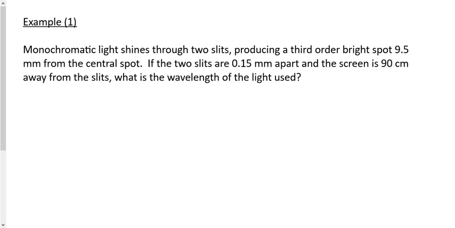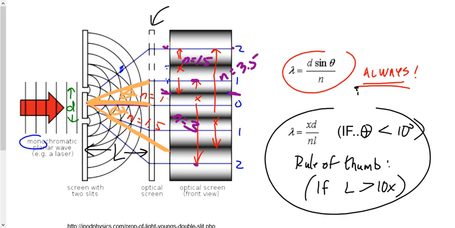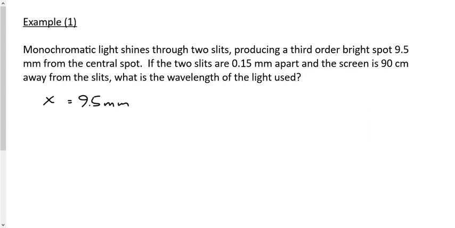Monochromatic light shines through two slits, producing a third order bright spot 9.5 millimeters from the central bright spot. What is this 9.5 millimeters? That's x, right? Look back here, that's the distance from the third order maximum to the middle bright spot. That's the value of x. Now I'm going to convert that to meters.